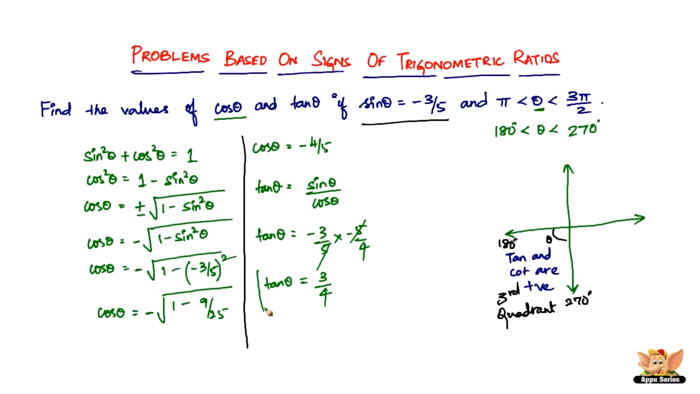So the values of cos theta and tan theta are found. That's what this problem was all about. Tan theta is 3/4 and cosine theta is -4/5. Cos theta is also called cosine theta. That's in fact the original name of it; cos theta is the abbreviated version.